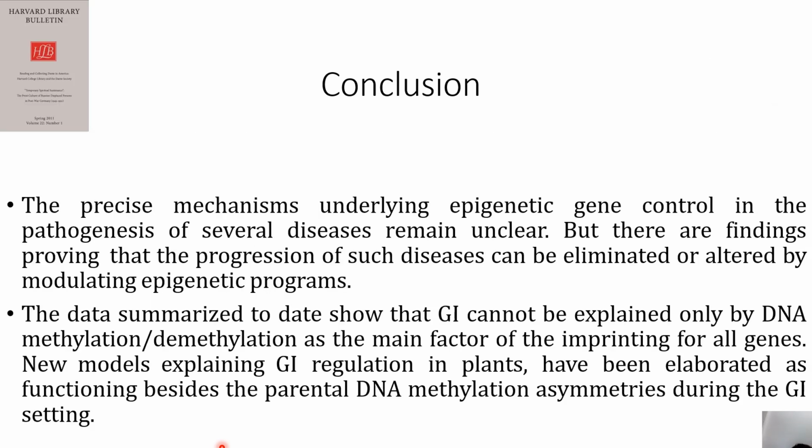The precise mechanisms underlying epigenetic gene control in the pathogenesis of several diseases remain unclear, but there are findings proving that the progression of such diseases can be eliminated or altered by modulating epigenetic programs. The data summarized to date show that genome imprinting cannot be explained only by DNA methylation or demethylation as the main factor of imprinting for all genes. New models explaining genome imprinting regulation in plants have been elaborated as functioning beside the parental DNA methylation asymmetries in the genome imprinting setting.